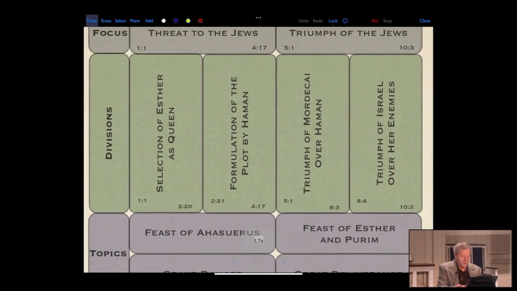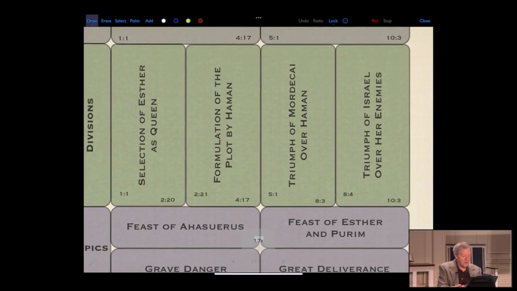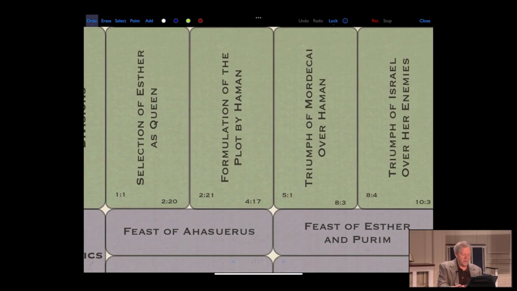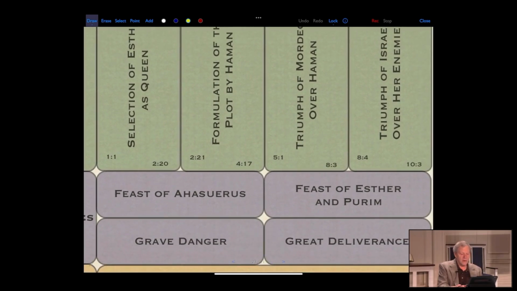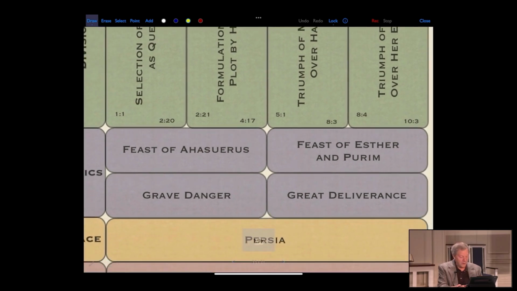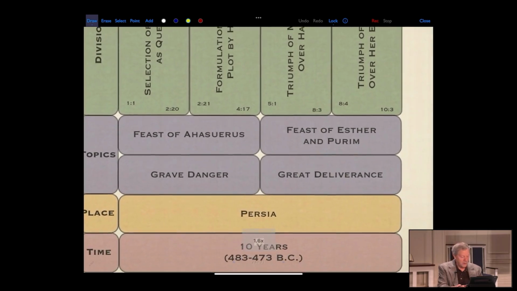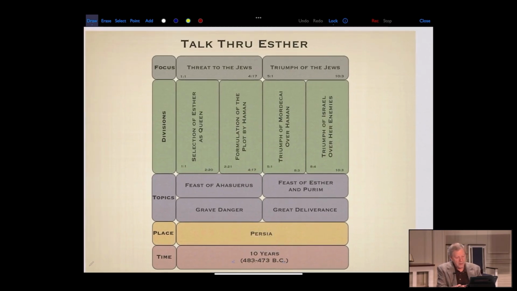And so it's the Feast of Ahasuerus contrasted by the Feast of Esther in Purim. So you have a grave danger and a great deliverance that takes place. Those are the basic movements. It's one of those books pretty easy to outline. And this all takes place in Persia in those 10 years. So we have that kind of scene.